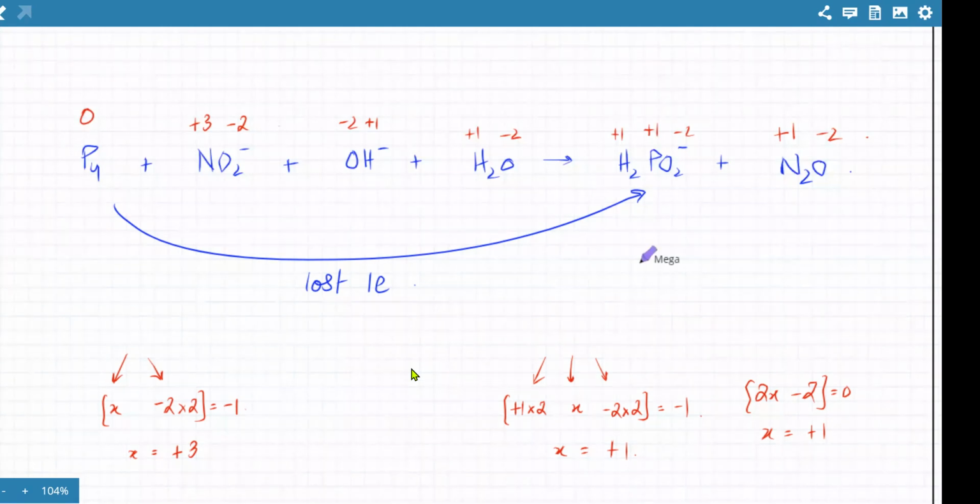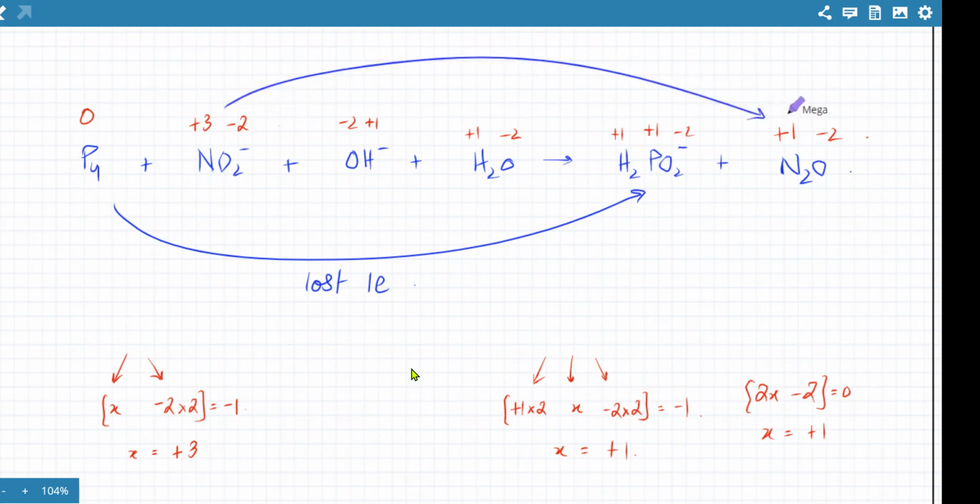And if you look at N over here, N goes from +3 all the way to +1. So that means it's getting reduced, and it gains 2 electrons, plus 3 to plus 1. So the charge is getting reduced.